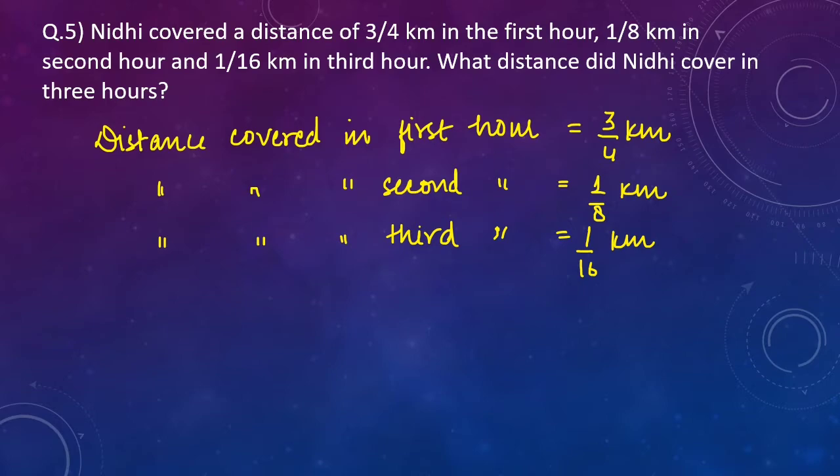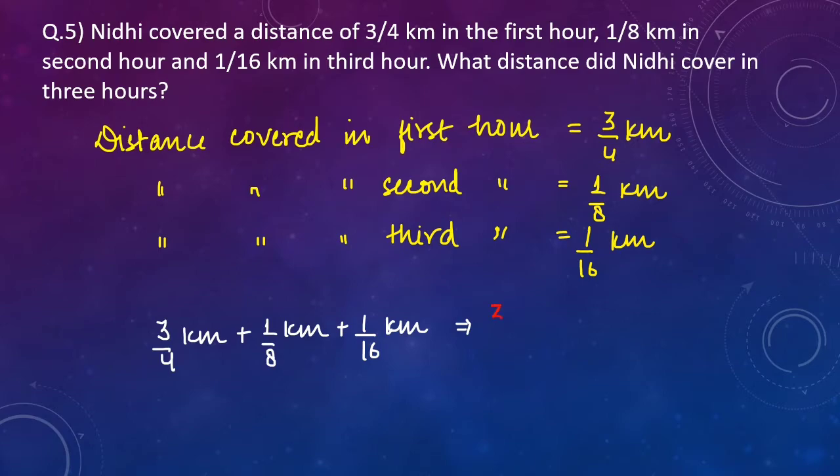So to find the total distance covered, we will add the given three fractions. So 3 upon 4 kilometer plus 1 upon 8 kilometer plus 1 upon 16 kilometer. Denominators are 4, 8 and 16. So we can see 16 comes in the table of 4 and 8 also. Convert these fractions with denominator 16 now.